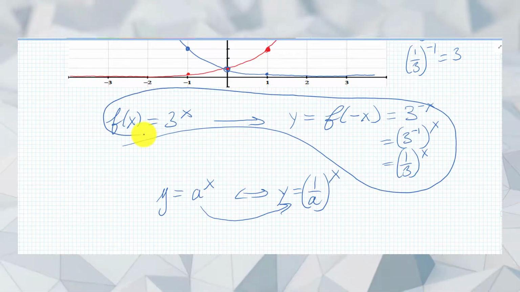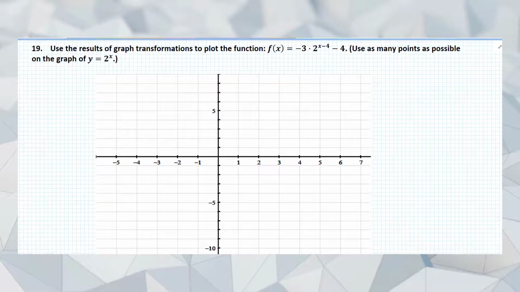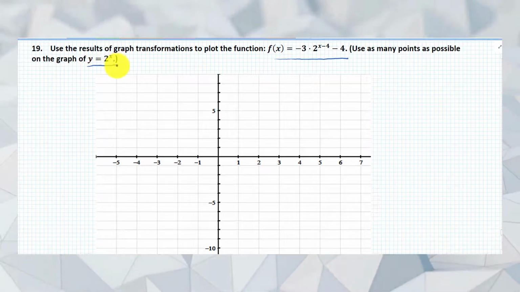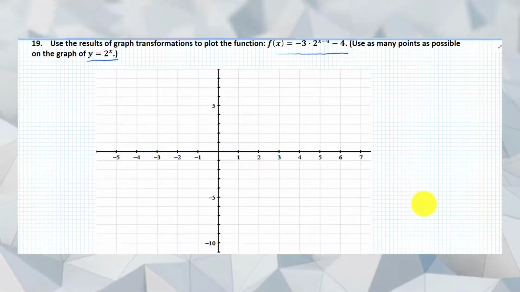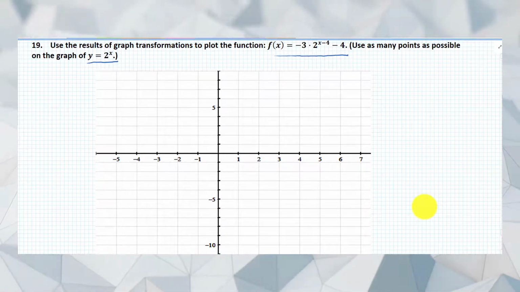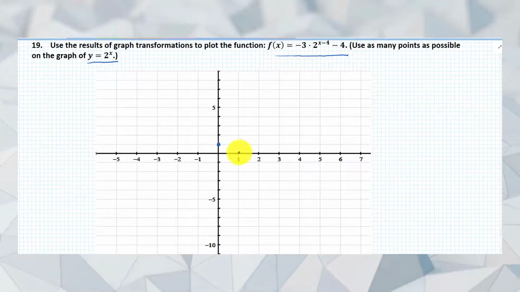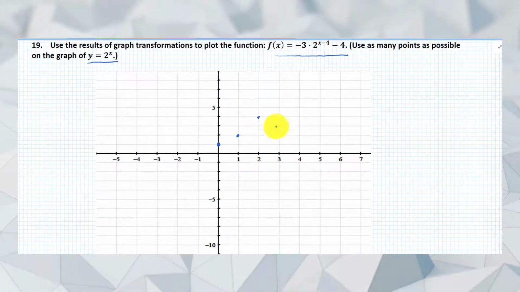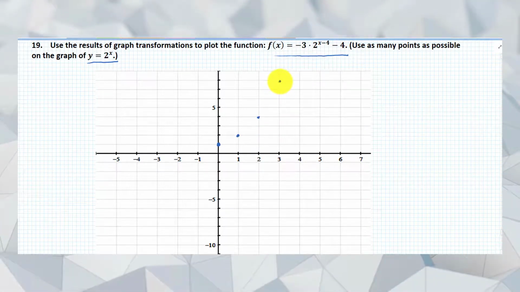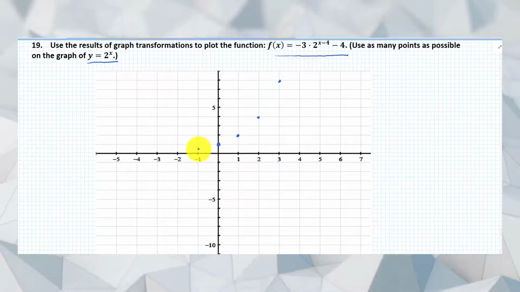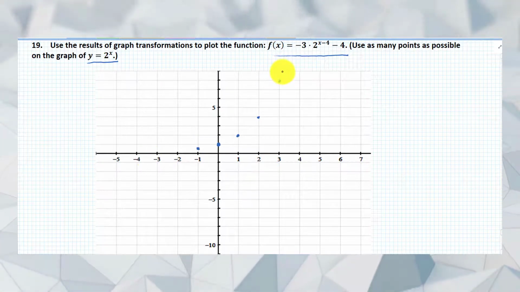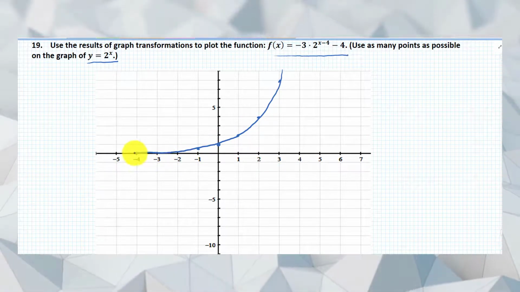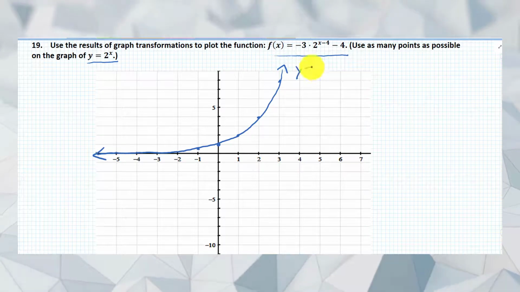Okay, let's do a few graph shifting now. All right, I want to graph this function starting with 2 to the x. So let's graph 2 to the x: 2 to the 0 is 1, 2 to the 1 is 2, 2 to the 2 is 4, and 2 to the 3 is 8. Okay, this is a very nice function. It has a lot of points. 2 to the -1 is 1/2 actually. Okay, so here we go. This is our first function that we are going to move. All right, this is y equals 2 to the x.